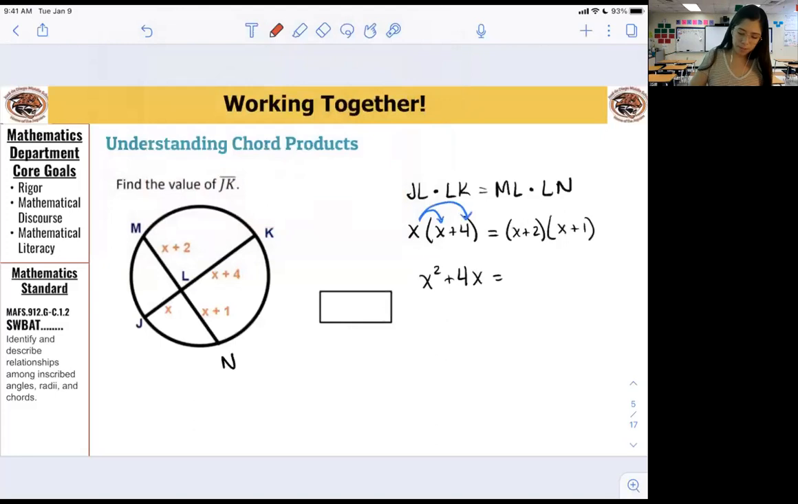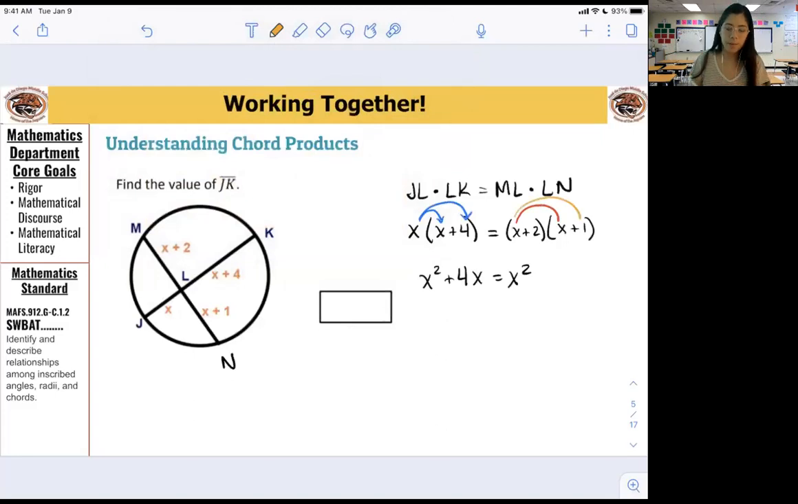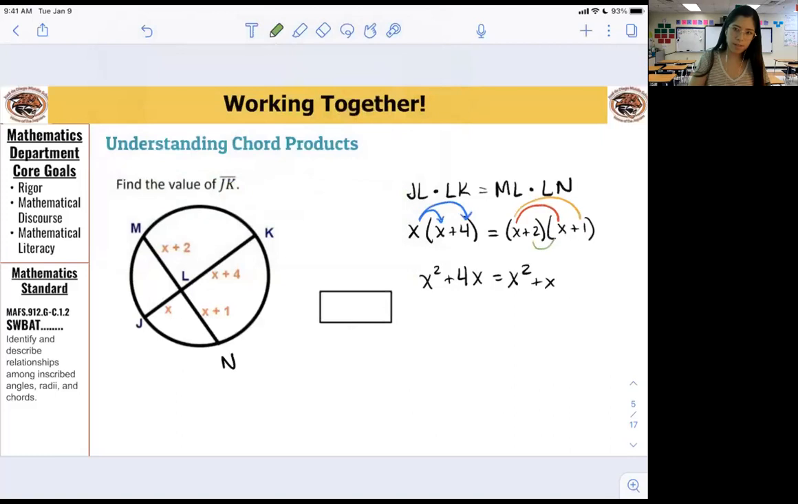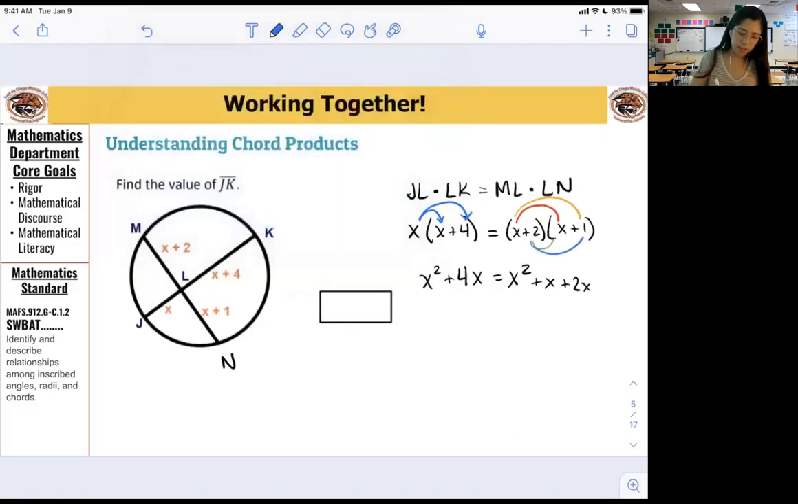So FOIL, first times first, x times x. What do I get? x squared. Good, then outer. So the outside terms, x times 1, I get x. Inner, inside, like Tyrone said, 2 times x. I get 2x. And then last, but not least, 2 times 1. Like Alejandro said, you get 2. Nice. Good job, guys. See? All these things, they're in there somewhere. Does anyone have questions on the foiling or the distributing?